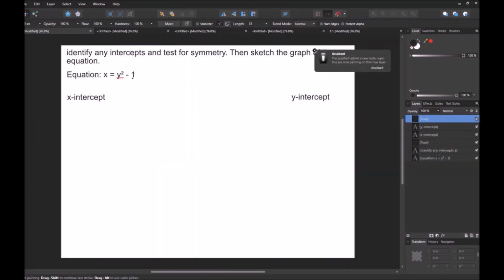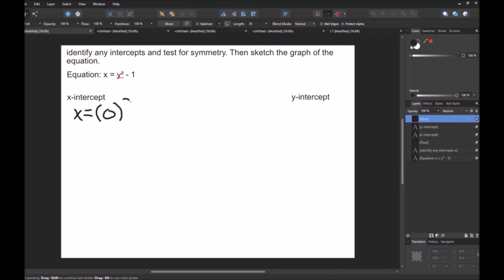Okay, so in this next question, we are asked to identify any intercepts and test for symmetry, and then sketch the graph of the equation. And the equation we're given is x equals y squared minus 1. So in order to find the x-intercept, we're just going to plug in 0 for y and solve for x.